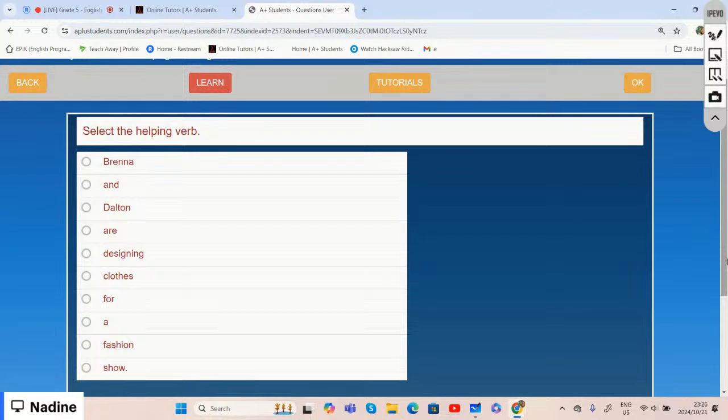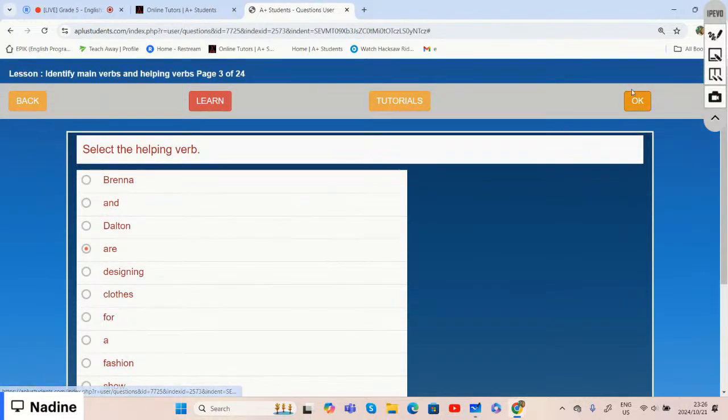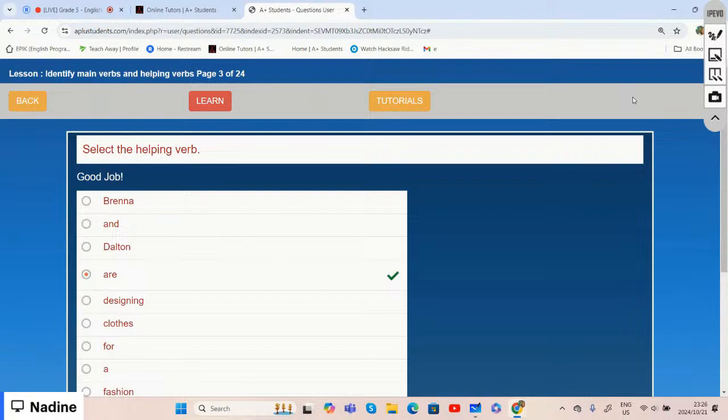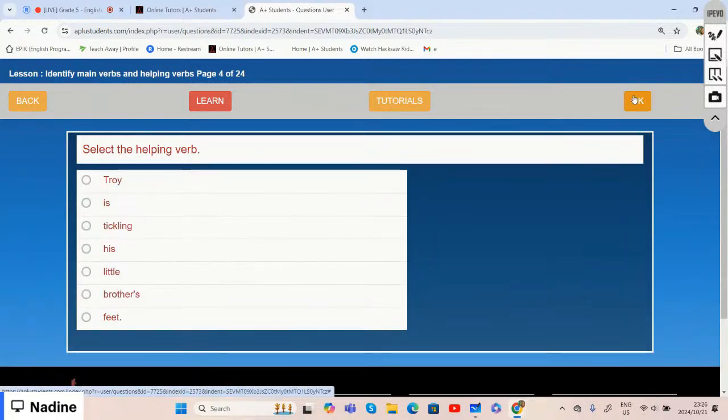So if we were to select the helping verb, remember, first try and select the main verb to make it easier. Basically our main verb is designing. So if we were to select the helping verb, then we can say our helping verb is are, because are designing. So well done. Are is correct.